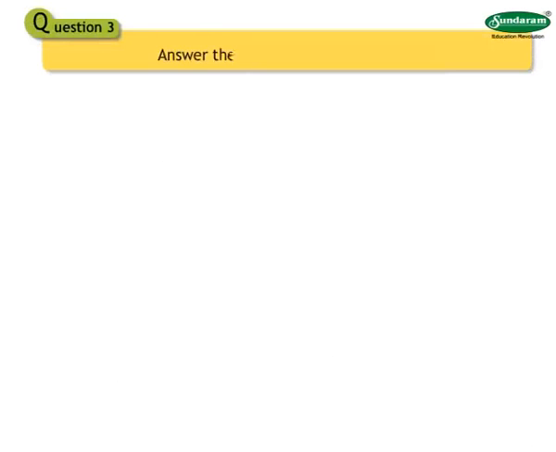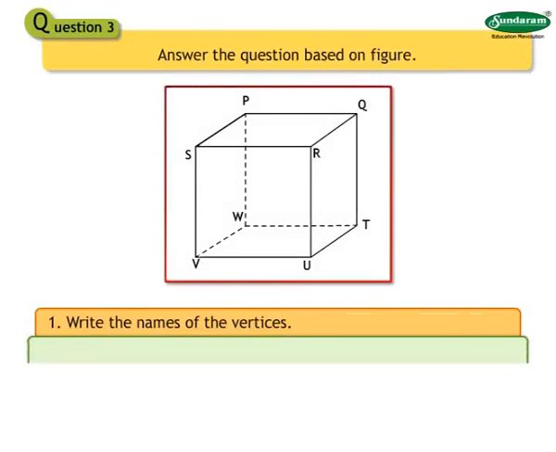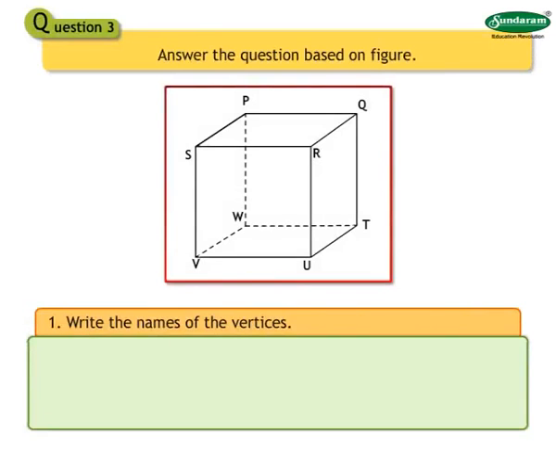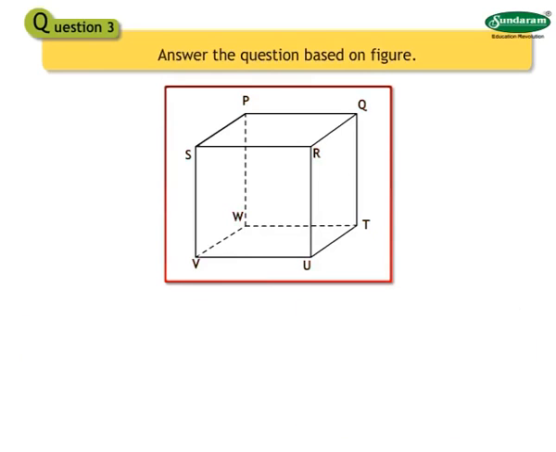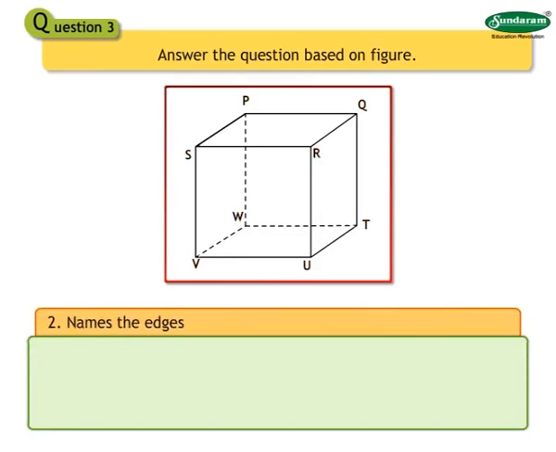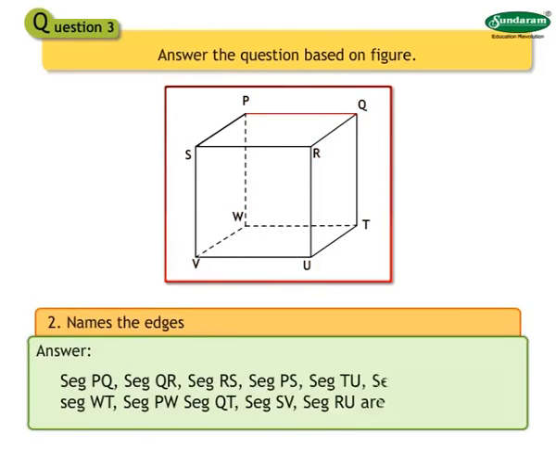3. Answer the question based on figure. 1. Write the names of the vertices. Answer. Names of the vertices are P, Q, R, S, T, W, U, V. 2. Name the edges. Answer. Segment PQ, segment QR, segment RS, segment PS, segment TU, segment VU, segment WV, segment WT, segment PW, segment QT, segment SV, segment RU are the 12 edges.